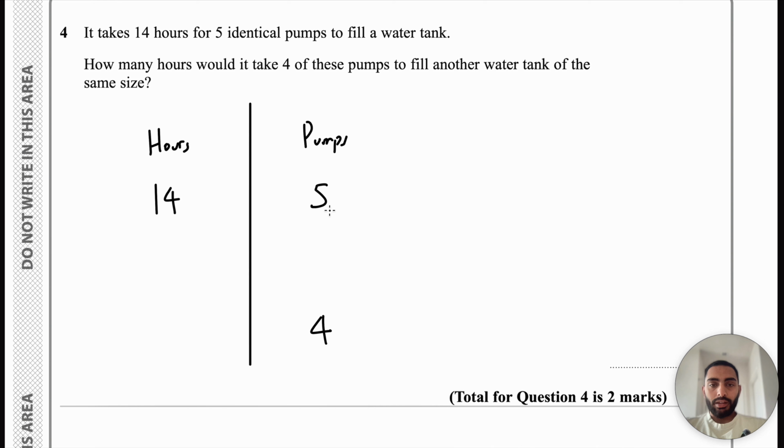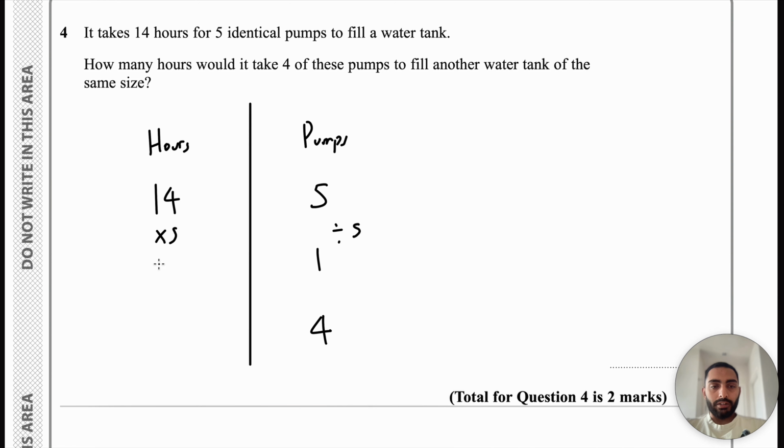The first thing that I'm going to think about is how long would it take if I only had 1 pump? On the right hand side, I've divided by 5. Just have a think, is it going to take a longer amount of time, or is it going to take a shorter amount of time if you have less amount of pumps? It's going to take a longer amount of time, so that means we're going to multiply it by 5 this time. We're not dividing by 5 because it's inversely proportional to each other.